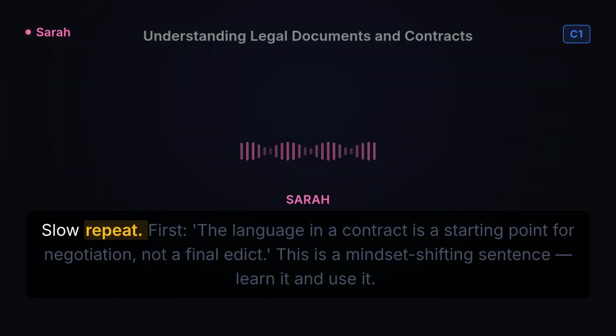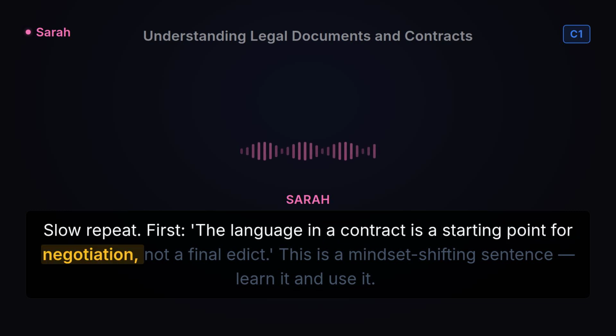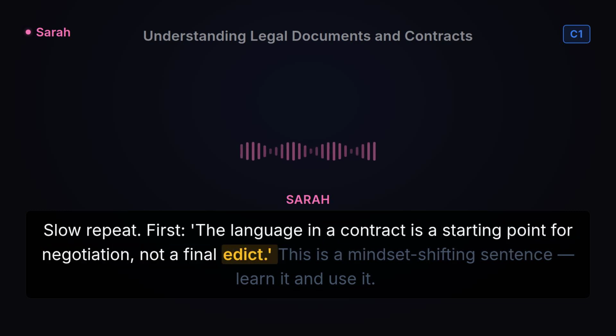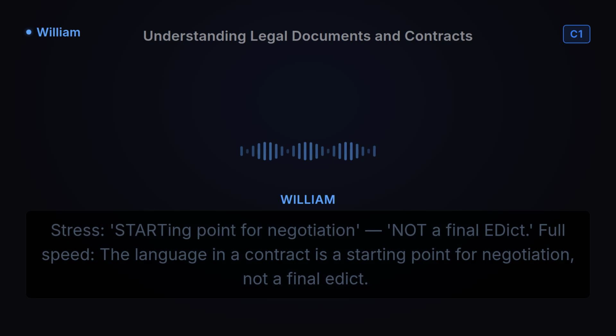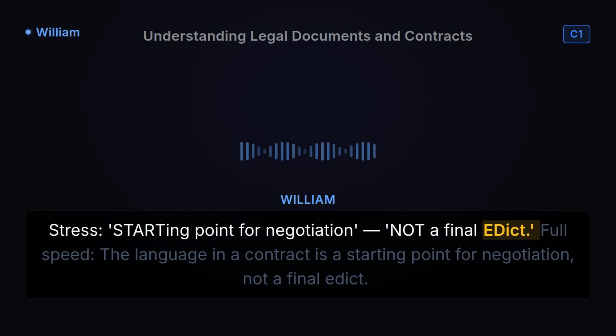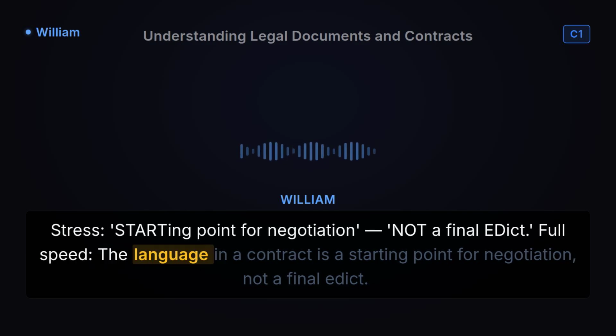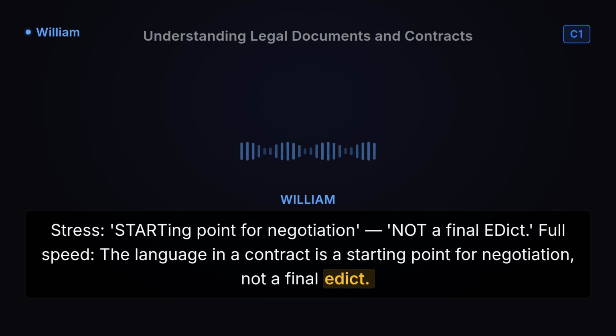Slow repeat. First, the language in a contract is a starting point for negotiation, not a final edict. This is a mindset-shifting sentence. Learn it and use it. Stress. Starting point for negotiation, not a final edict. Full speed. The language in a contract is a starting point for negotiation, not a final edict.